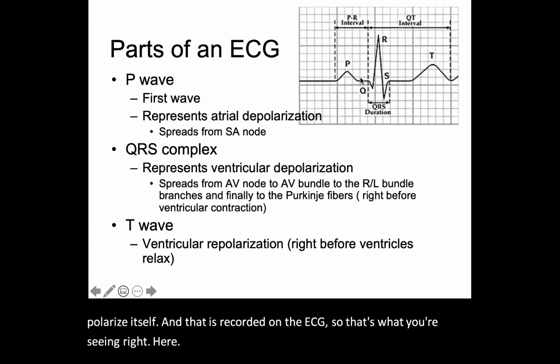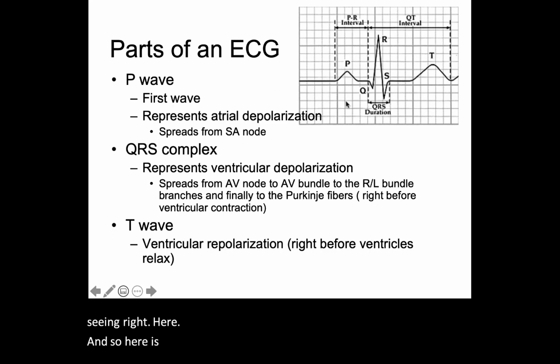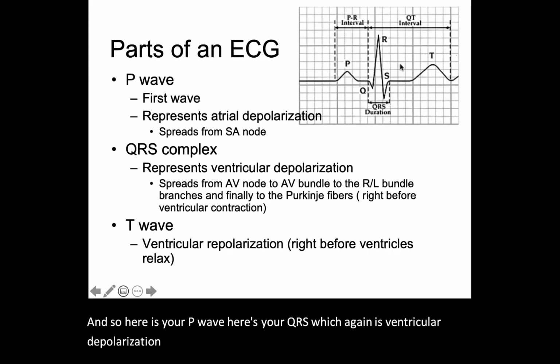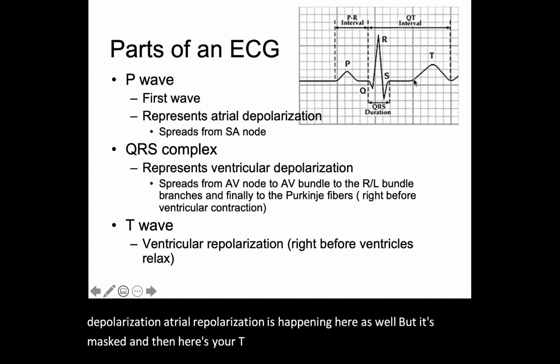All right, and so here is your P wave. Here's your QRS, which again is ventricular depolarization. All right, atrial repolarization is happening here as well, but it's masked. And then here's your T wave, which is again signaling ventricular repolarization.